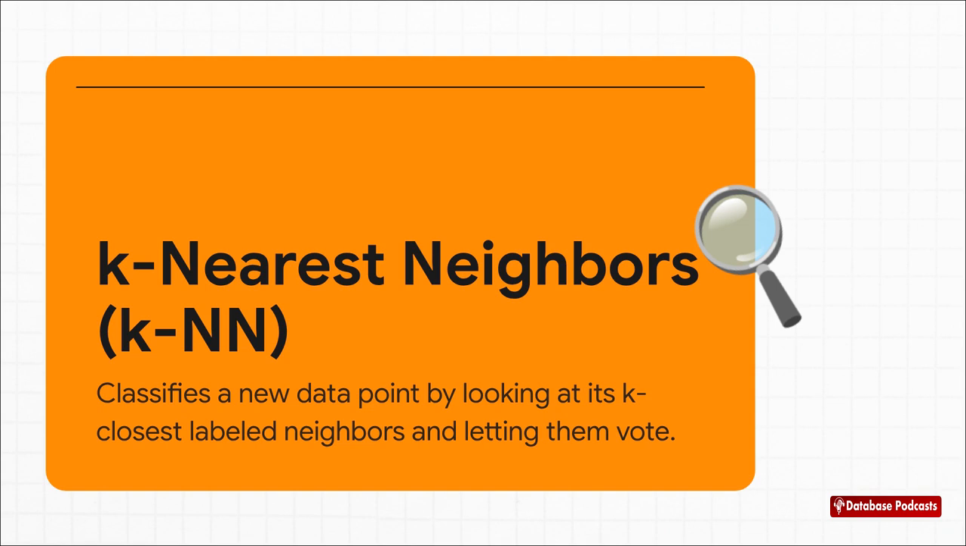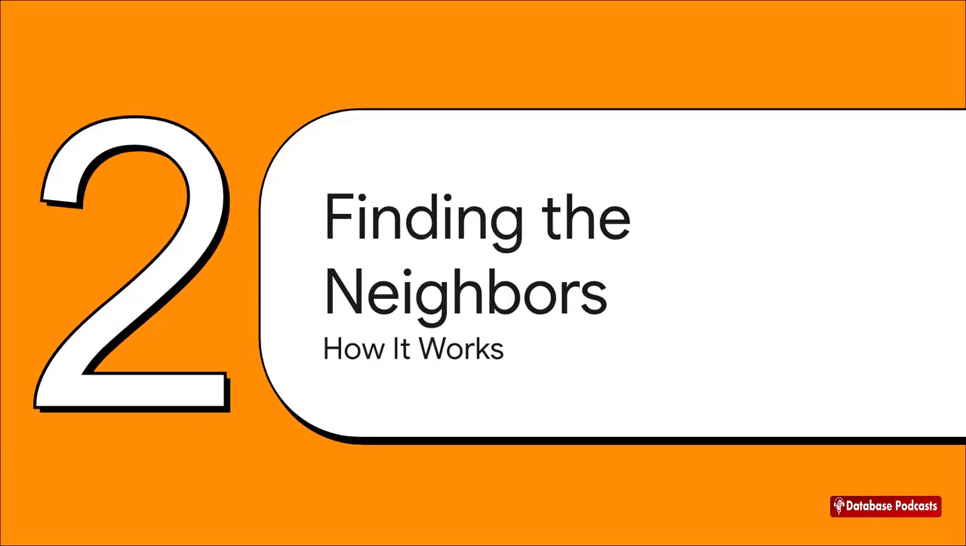The logic is incredibly straightforward. To figure out a new data point, you just find its K closest neighbors from your existing data. K is just a number you pick, and then you let them vote. Whichever category gets the most votes wins. Seriously, that's it.